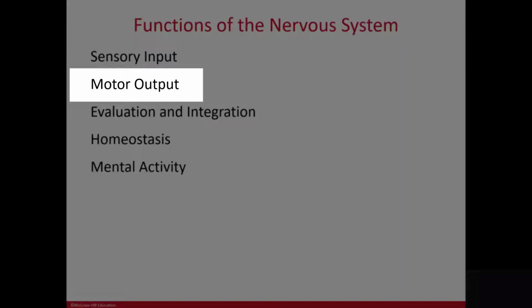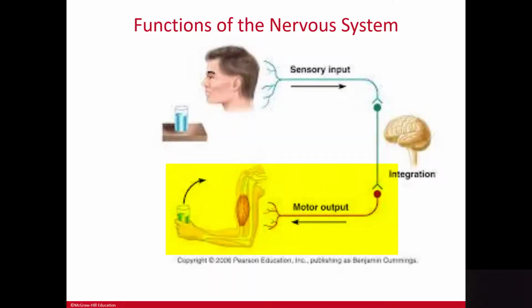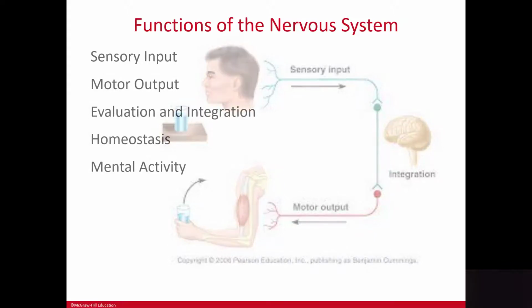Motor output from the brain stimulates skeletal muscle to contract and cause movement. The same type of stimulation also causes smooth muscles in the walls of organs and blood vessels to constrict and move as needed. Sweat, saliva, and digestive enzymes are also controlled by the nervous system.